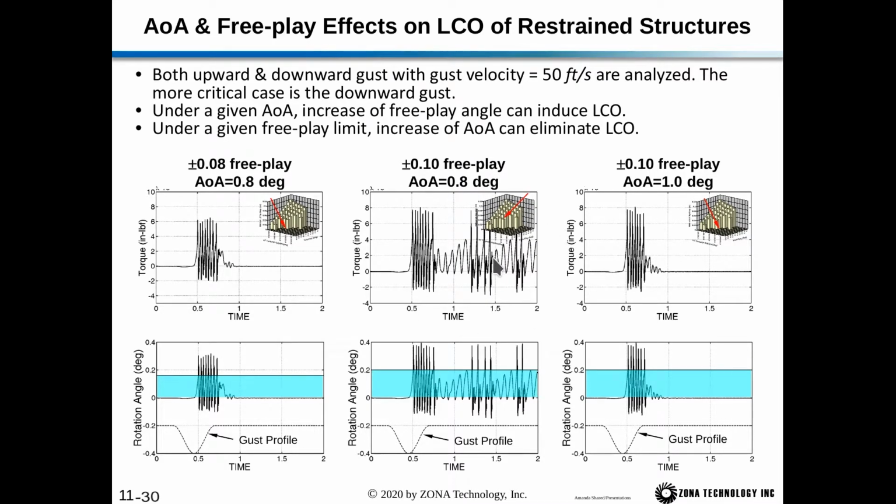But now, under a given free play limit, increasing the angle of attack can now eliminate the LCO. So increasing the angle of attack actually increases the load on the tail. So we keep the free play the same at plus or minus 0.1 degrees. We increase the angle of attack to 1 degree, and you can see after the excitation, the LCO disappears.